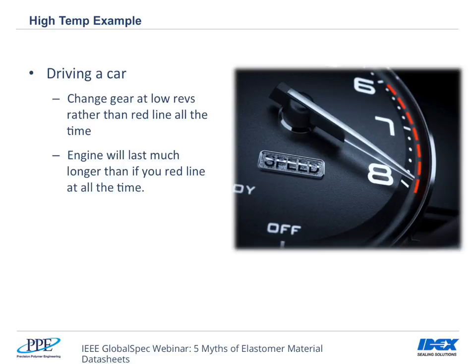Think of it like driving a car. If we use a material at its upper operating temperature consistently, we're going to shorten its life dramatically. Likewise, when we drive cars, we tend to change gear at maybe 2–2,500 RPMs, even though the engine can comfortably go to maybe 6,000–7,000 RPMs. If we were to change gear at 6,000 RPMs, redlining it all the time, the engine, as you may suspect, will not last very long.